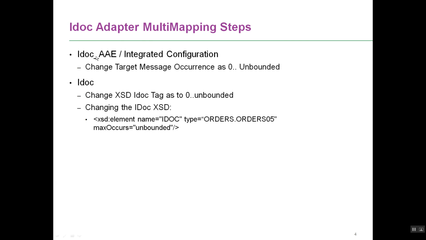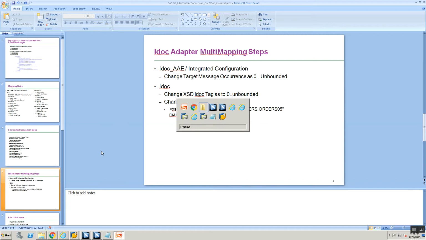Previously, in an IDOC_AAE adapter, what did we do? We changed the target message occurrence to 0 to unbounded. In the case of a classical IDOC adapter, we are going to download the IDOC's XSD, make some changes to the XSD, and then reload it into the mapping. Okay, with this, let's get started, where we are going to build the file to IDOC scenario, where a sender file is going to get a fixed field length file, and then we are going to use a classical configuration with an IDOC adapter.